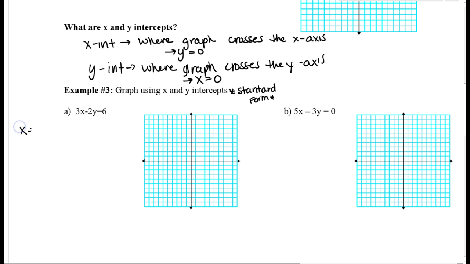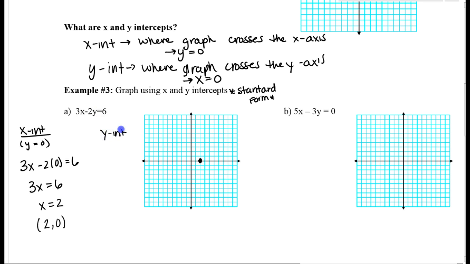So if I find the x-intercept first, I know that y equals 0. So I'm going to substitute that into my equation. 3x minus 2 times 0 equals 6. So that means 3x equals 6 and x equals 2. So what I could do is write this as an ordered pair. 2, 0, because x equals 2 and y equals 0, which I can then plot on my graph. Or I know it's my x-intercept and then x is 2. So you could do it either way.